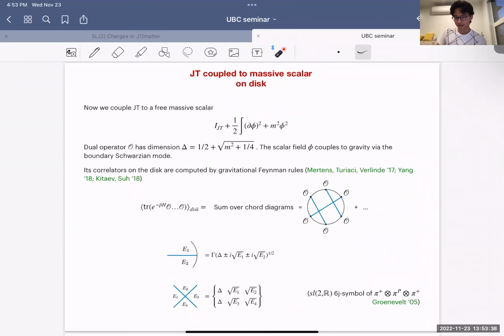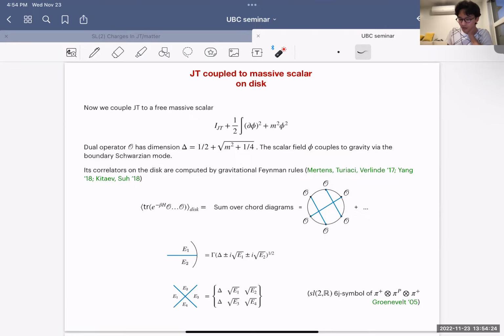Okay, so this was the old story. Now we would like to couple this to a free massive scalar. So we couple it to this scalar. It has some dimension delta, and it couples to JT only through this boundary mode. And the correlation functions of the dual operators on the disk were computed by these people. And they derived a certain set of what you might call gravitational Feynman rules.